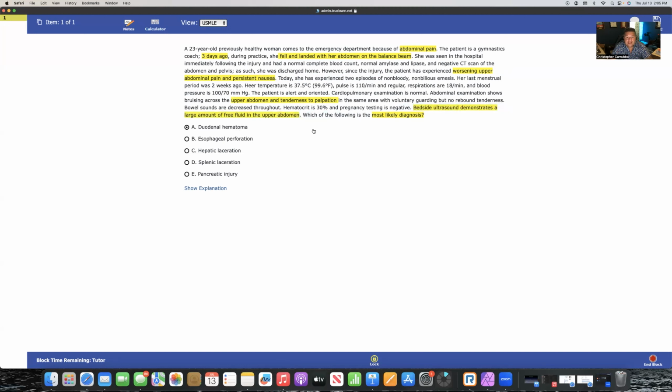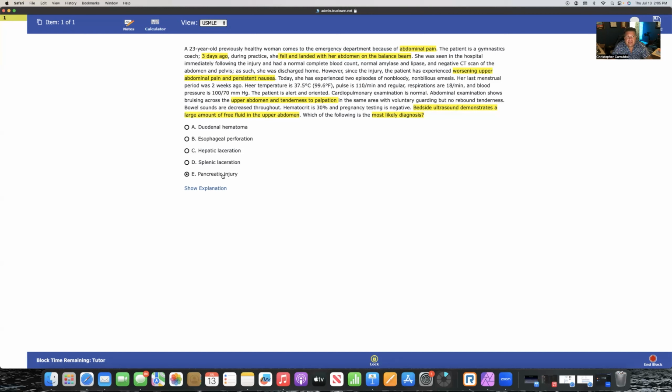So how could I get free fluid there? If this was a duodenal hematoma, I should not have free fluid. That fluid should really be contained within the duodenum. On the other hand, if this is a pancreatic injury, I absolutely could get that free fluid there. And that really fits what we're seeing, where with a lot of pancreatic injuries, because it is more of a retroperitoneal structure, it can have a little bit slower bleeding and more of a delayed presentation that fits here.